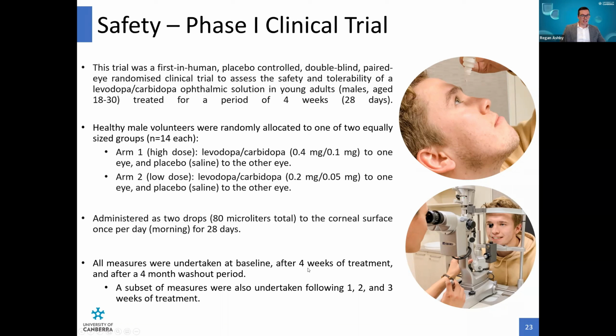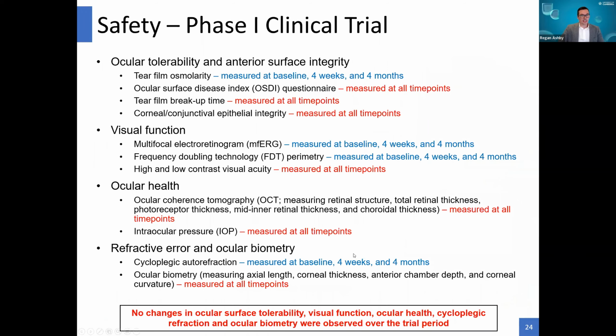Our measures were undertaken at baseline, 4 weeks, so the end of the trial, and 4 months after our washout period. But we also did a subset of measures within the 4-week period at 1, 2, and 3 weeks. And this just lists the measures that we undertook and when we undertook them.